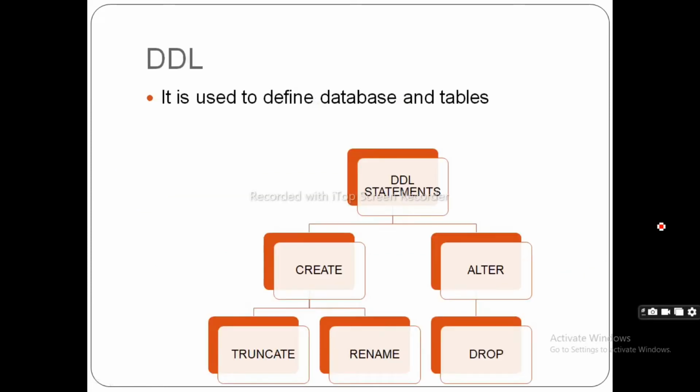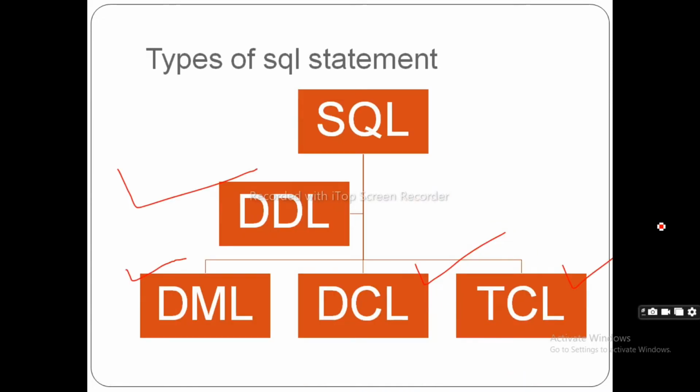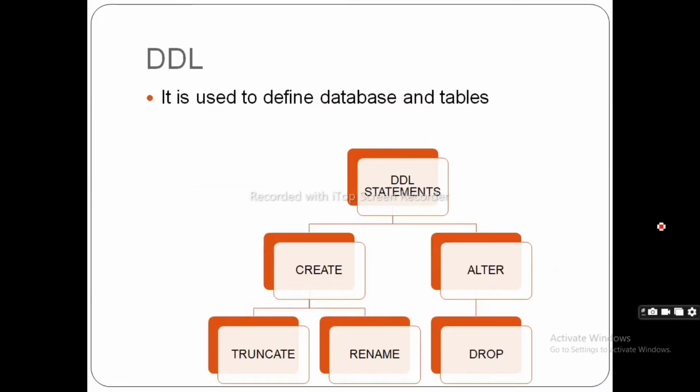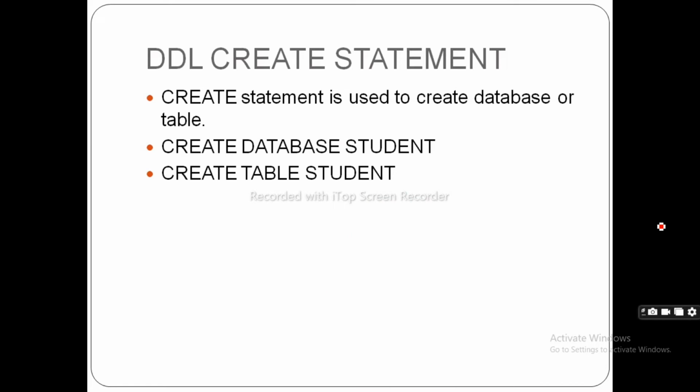Now DDL, we'll move to data definition language. What is data definition language? It is used to define a database and a table. For example, we have to define a database and we have to define a table. DDL statements we will use are create table or create database, alter table or alter database, truncate table or truncate database, rename and drop. DDL create statement: the create statement is used to create a database or a table.